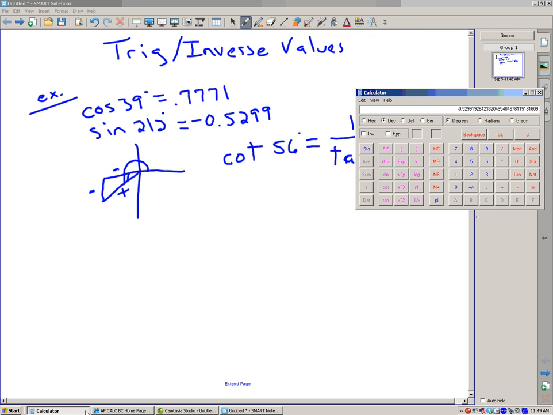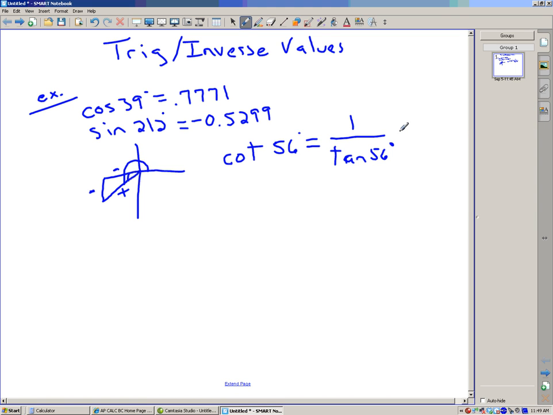So let's see if I can figure that out on my calculator. On my calculator, I'm going to probably need to do some creative stuff here. Because whenever I do 56 in tangent, it's going to give me that, and then I need to find my 1 over x button to be able to do this, which is right here. And you should get the answer 0.6745.